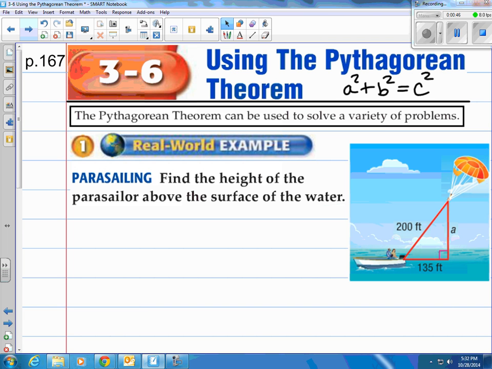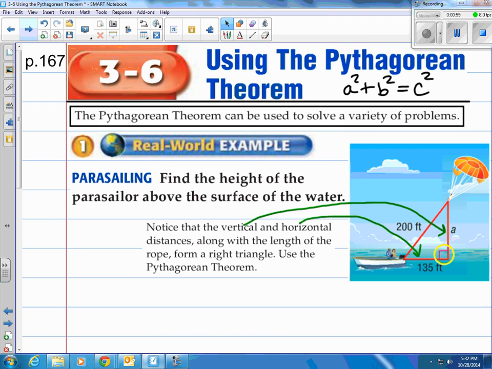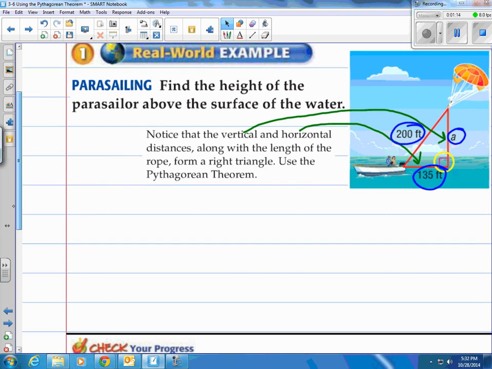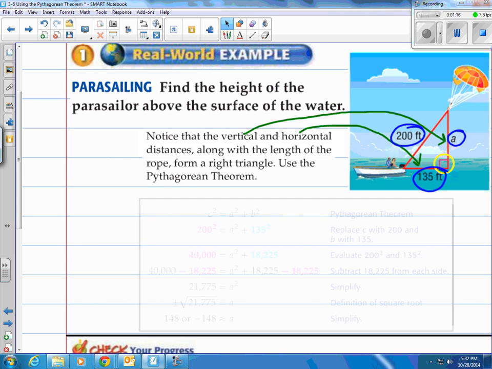Let's look how we can use it in the real world. Look at this parasailing situation. It says find the height of the parasailer above the surface of the water. Well, gosh, I hope you notice that they actually have a right triangle built there. And we do know the hypotenuse. We don't know one of the legs. We do know the other. It's 135 feet. So if we know two of those values, we can find the third value using the Pythagorean Theorem. Let's look at the math behind it.